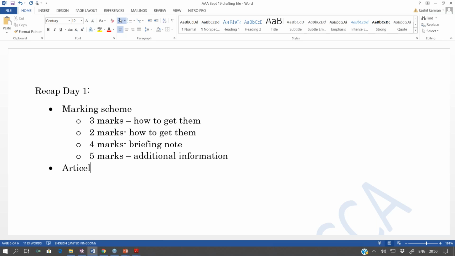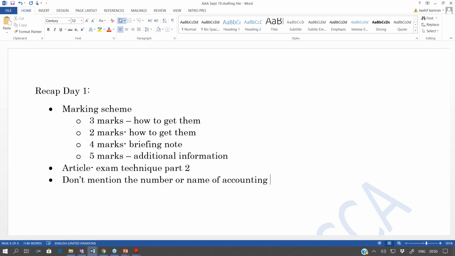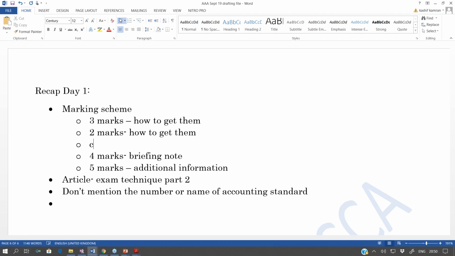You need to read the article on exam technique part 2, which is very, very important. Exam technique part 2. You need to read the article, right? Don't mention the number or name of the accounting standard. And also in the marking scheme, we got to know the capping for materiality. There are maximum 4 marks for materiality.